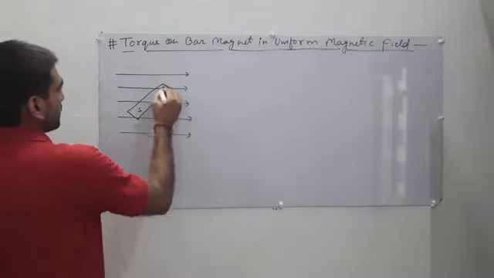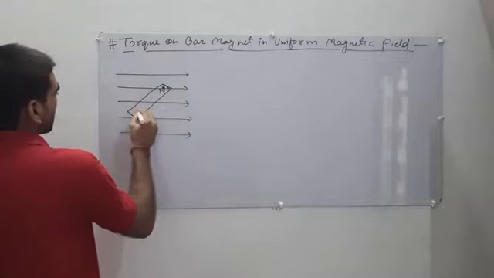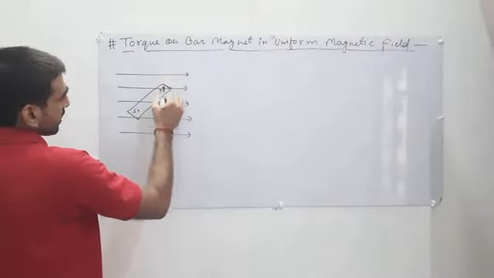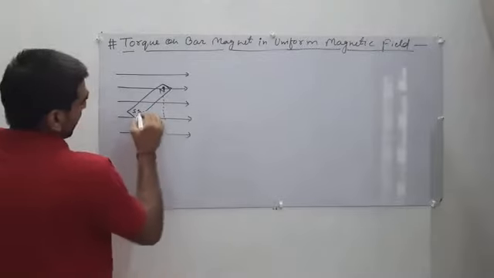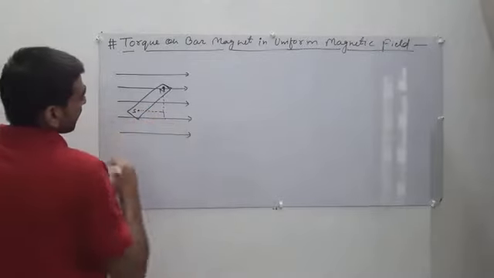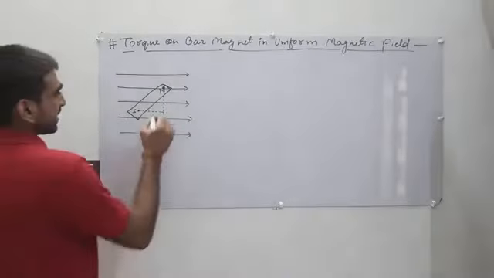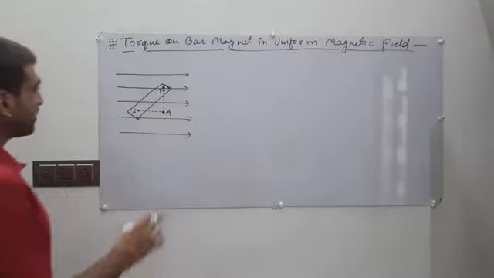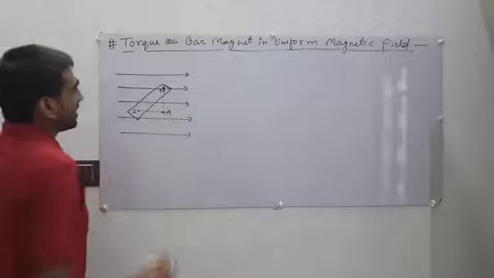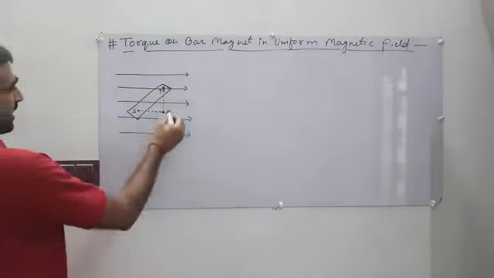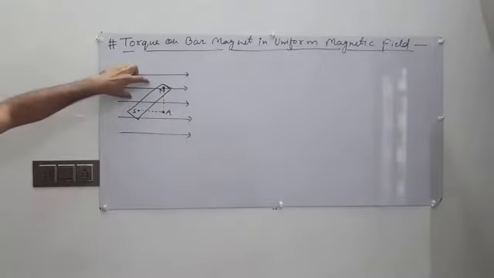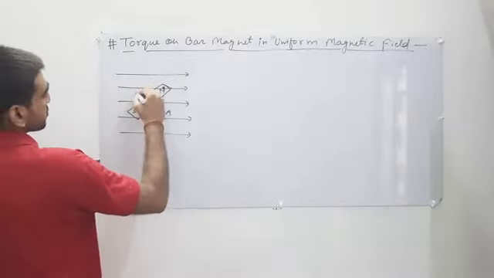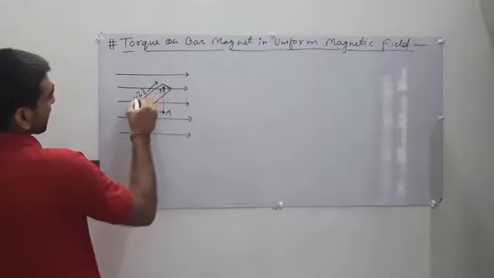Now if we draw a perpendicular line from N, and from S we draw also a line, then these lines intersect at a point A. That means we can say that this is a right angle triangle A, S and N, and the magnetic length of the bar magnet is 2L. The magnetic length of this bar magnet is 2L.